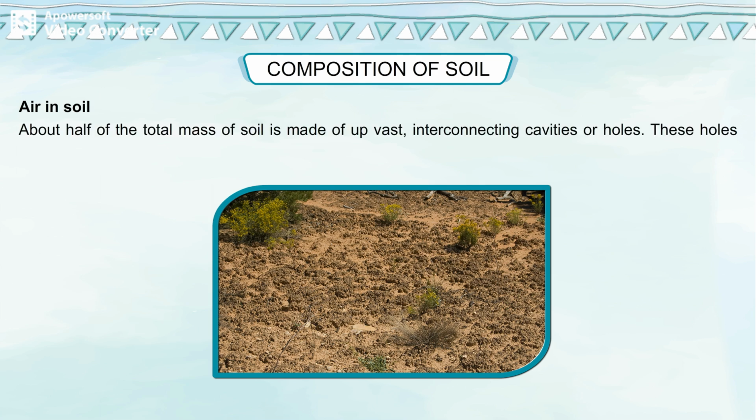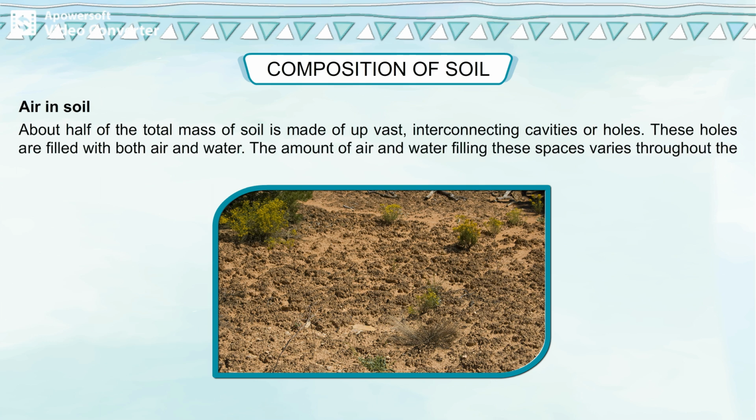Air in soil. About half of the total mass of soil is made up of vast interconnecting cavities or holes. These holes are filled with both air and water. The amount of air and water filling these spaces varies throughout the year and from location to location.